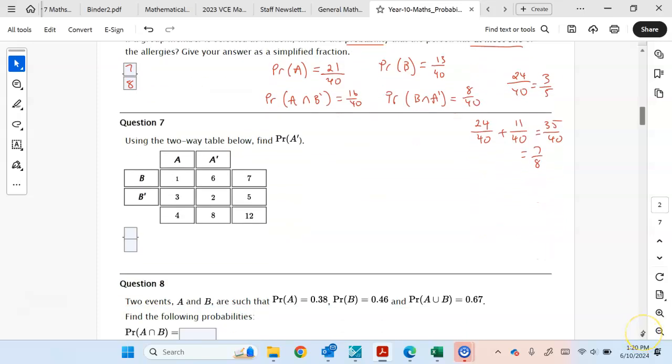All right, question 7, using the two-way table below, find the probability of not A. So not A is 8, so it's 8 over 12, and you do need to simplify that fraction. So the highest common factor is 4, so it's going to be 2/3.